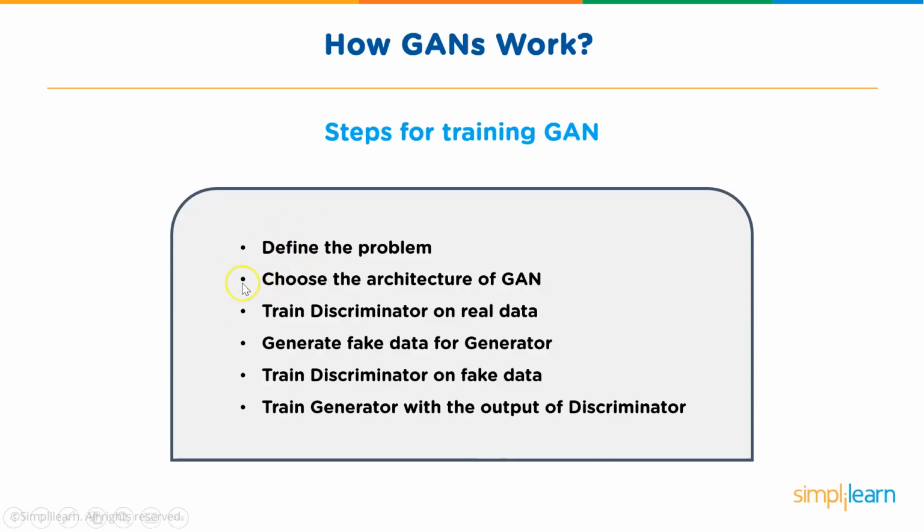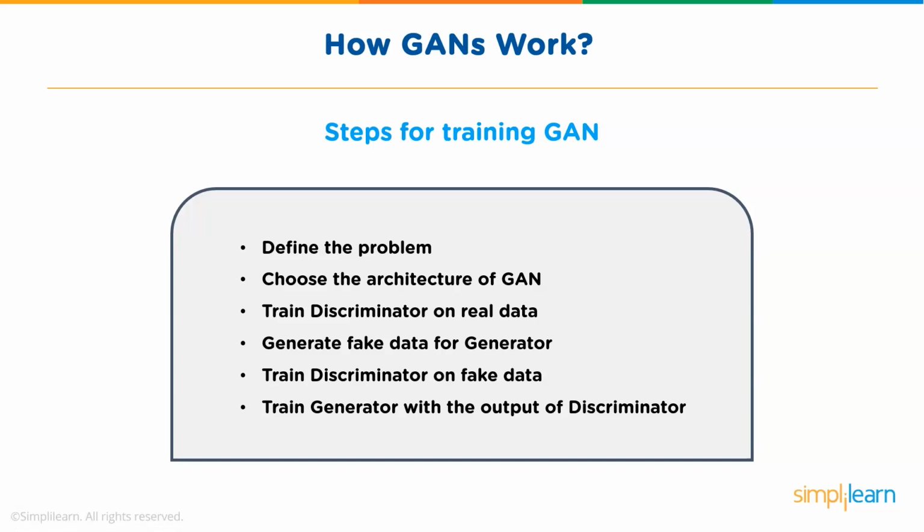So we have to first define the problem and collect the data. Then we'll choose the architecture of GAN. Now depending on your problem, choose how your GAN should look like. Then we need to train the discriminator on real data. That will help us predict them as real for n number of times.